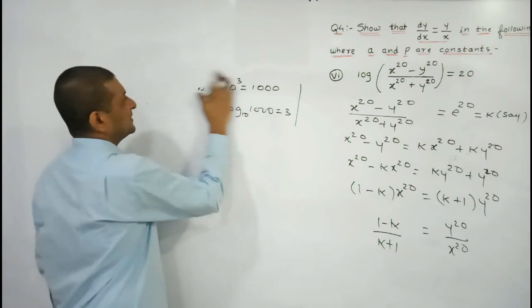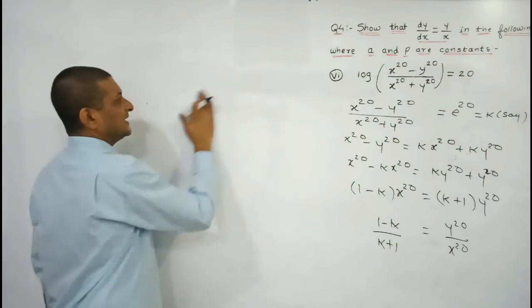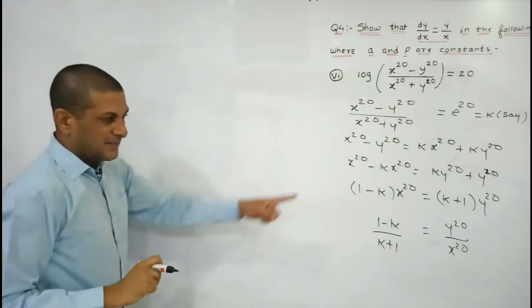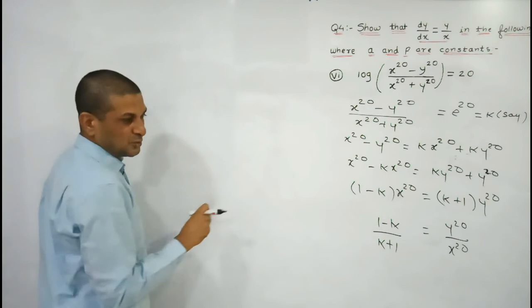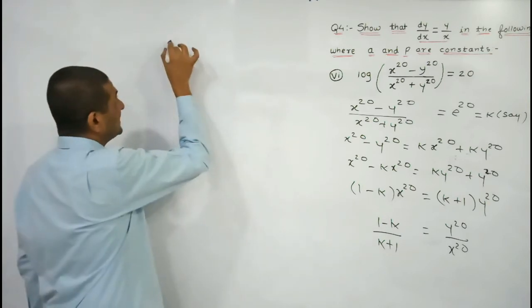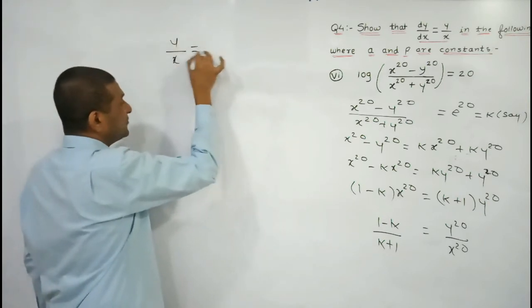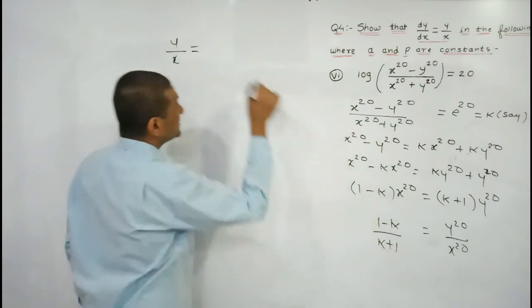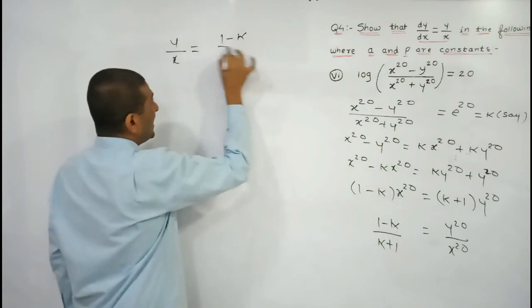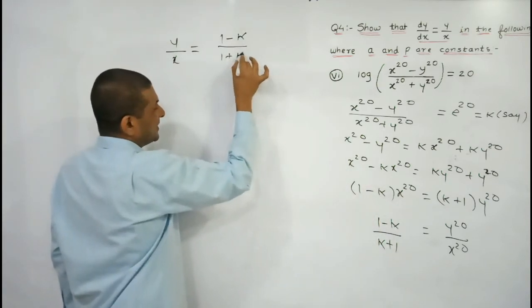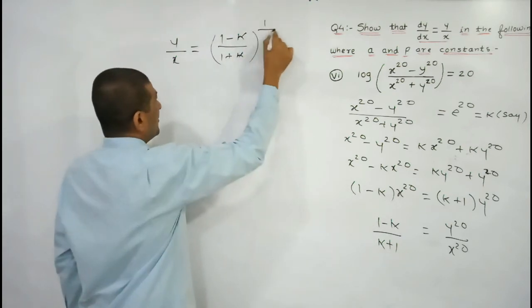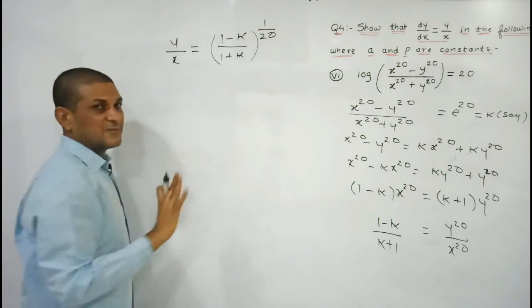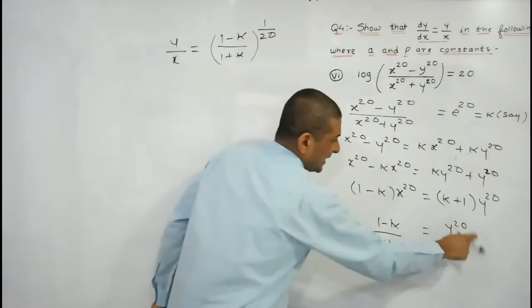So okay, let's write it later again in the second example. Now taking 20th root on both sides. So if we are taking 20th root on the right hand side we will get y by x, and if we are taking 20th root of the left hand side we will get 1 minus k upon 1 plus k. Denominator is k plus 1, which can be written as 1 plus k, all raised to power 1 by 20. Just we have taken the 20th root to eliminate this power 20.